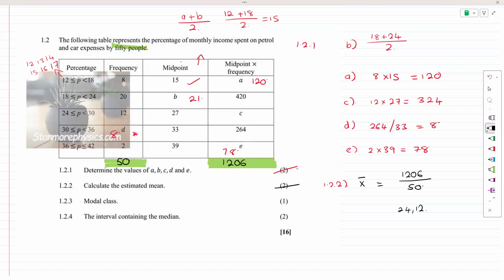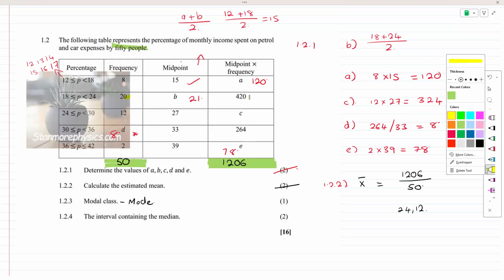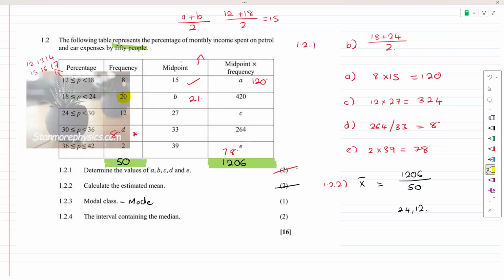Calculate the estimated mean. What is the modal class? Guys, the modal class is the class that appears the most. All I have to do is look at the frequency, and I see this is the modal class. This one appears the most because it has the most frequency. The modal class would be 18 less than or equal to P less than 24. Why? Because it appears 20 times. This is the mode.